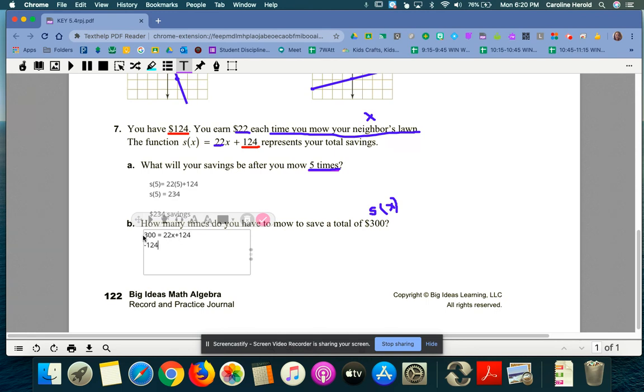I'm going to subtract 124 from both sides. I get 176 equals 22x. I divide by 22 on both sides. 176 divided by 22 is causing me a lot of problems. 8 equals x. What does this mean? This means I have to mow 8 times to save a total of $300.